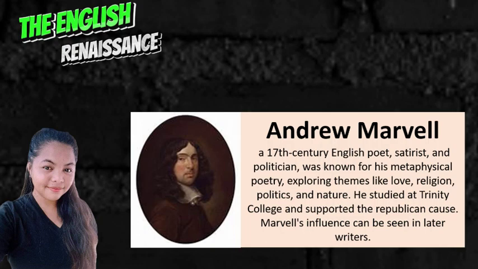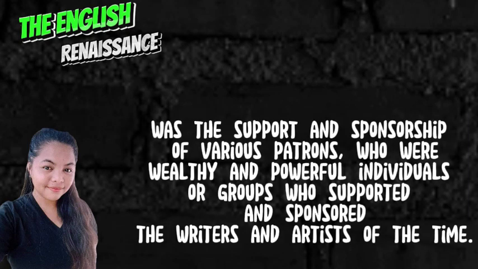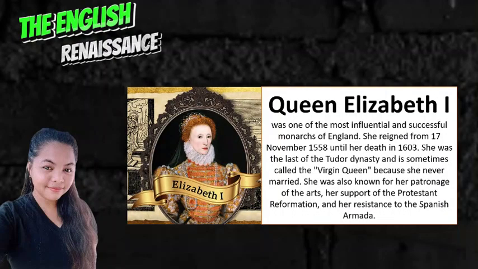A third main characteristic of the English Renaissance literature was the support and sponsorship of various patrons who were wealthy and powerful individuals or groups who supported and sponsored the writers and artists of the time. They provided them with financial aid, social status, protection, and recognition. Some of the most prominent patrons in the English Renaissance literature were Queen Elizabeth I.